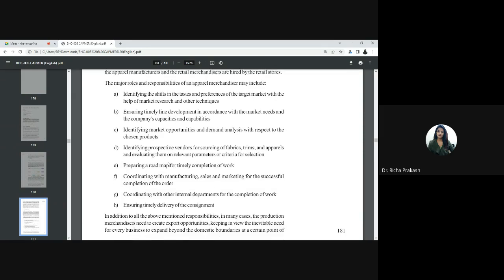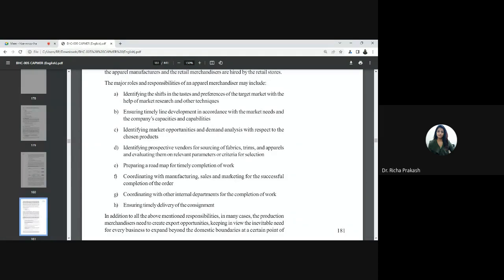Ensuring timely line development in accordance with the market needs and company's capacities. Now, I'm not sure if you have come across this term, line development. Line development is something that goes on step by step. As I showed you, a product can go directly from producer to the consumer, but there is another process where it goes to the wholesaler and the retailer. So this is a chain that is forming. It has a set path, and that path has to be followed.